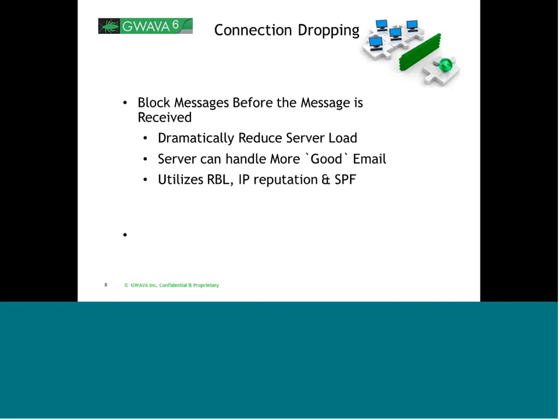The connection dropping technology basically ensures that whoever's connecting to our system to try and send messages, if we find that the connection is invalid, we will drop it immediately and only serve the people that are trying to connect to our scanner to send you emails and attachments.